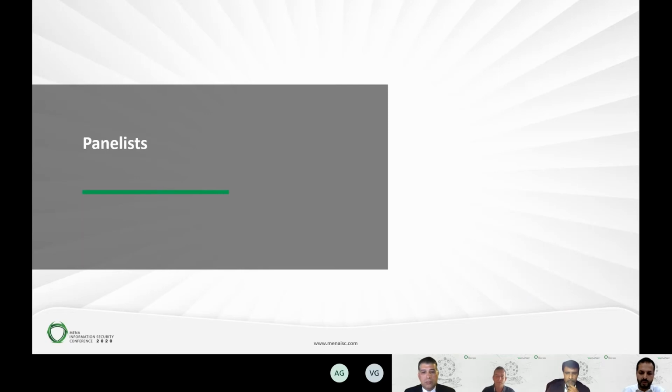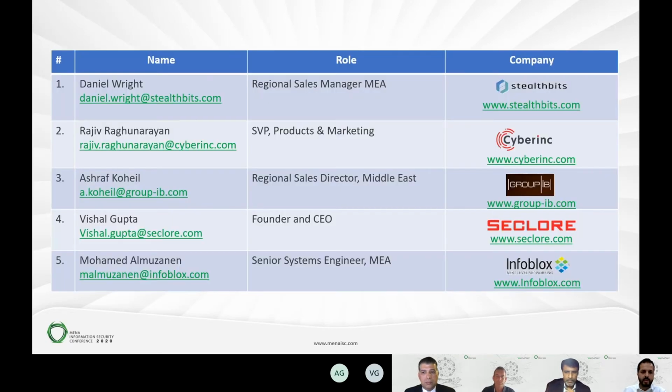So I'll just briefly introduce our panelists. We have Daniel Wright, who is the Regional Sales Manager for StealthBits. We have Rajiv Raghunarayan, who's the SVP for Products and Marketing at Cyber Inc. Ashraf Kohel, who's the Regional Sales Director for the Middle East at Group IB. And we've got Vishal Gupta, who's the founder and CEO of Secure. And we've got Mohammed Al-Muzannan, who's a Senior Systems Engineer for MIA at Infoblox.